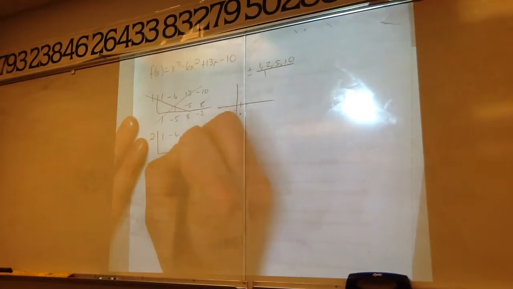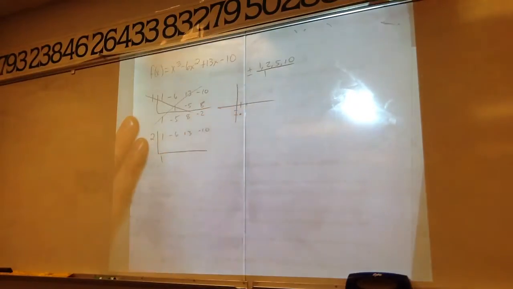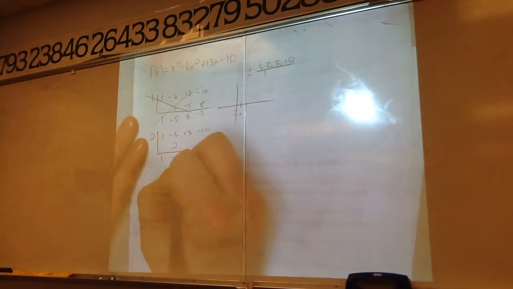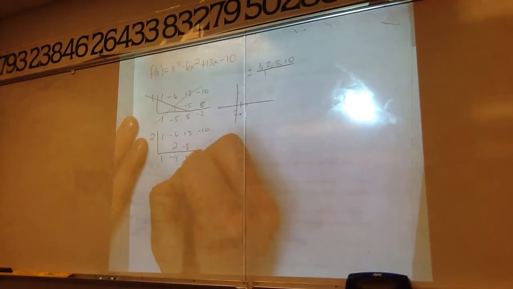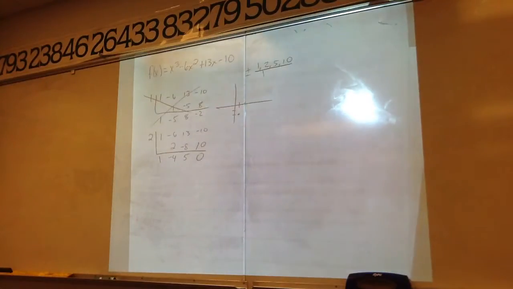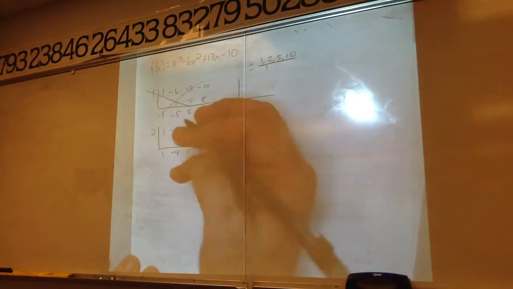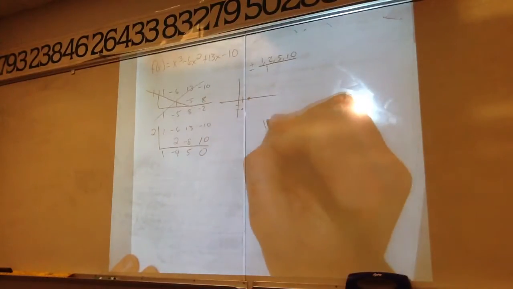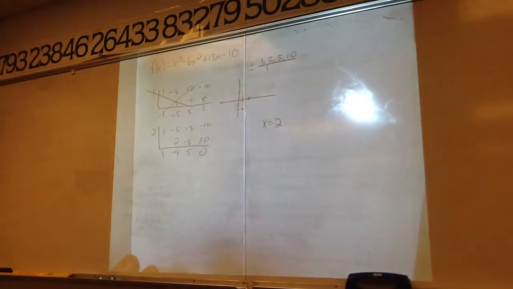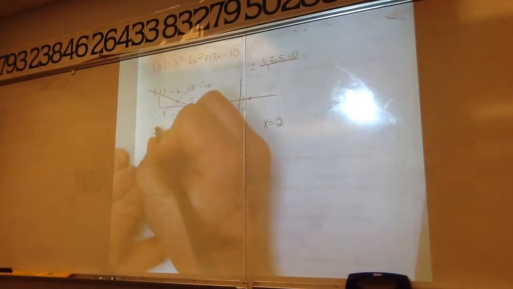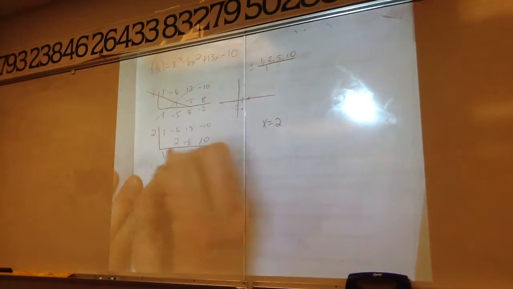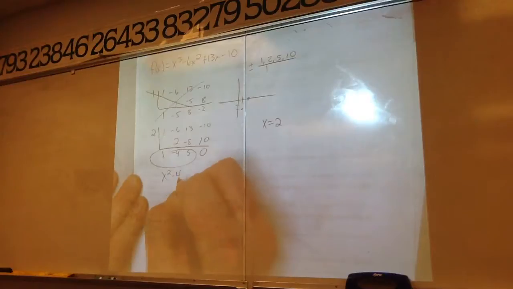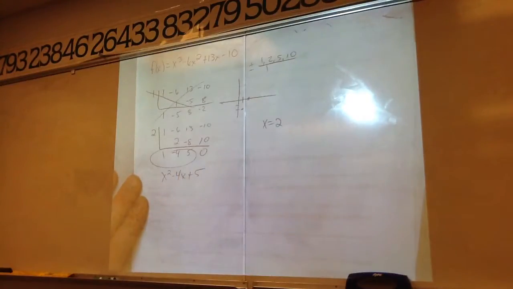1, negative 6, 13, negative 10. And then you just go 2, negative 4, negative 8. We got it: 5, 10, 0. Sometimes my brain works faster than my hand. So boom. So what do we know? We know that the x-intercept is x equals 1, and another x-intercept is x equals 2. How can we get the rest? Do I need to start over and keep plugging them in? No, because now I got this: x squared minus 4x plus 5. That'll tell you the other ones.